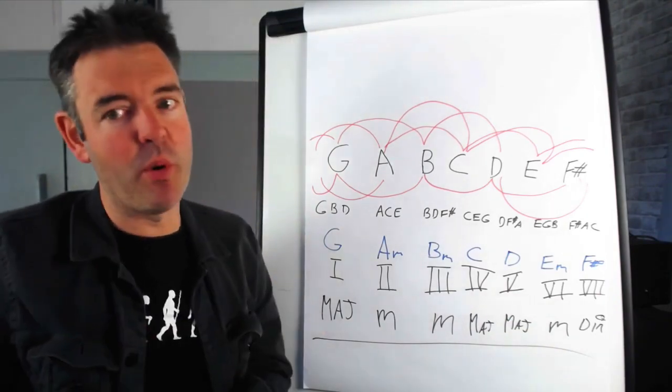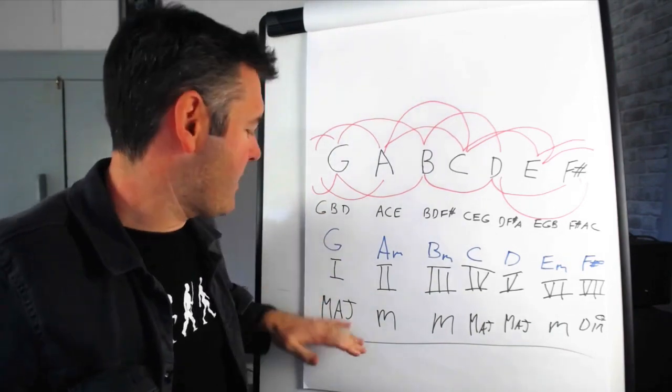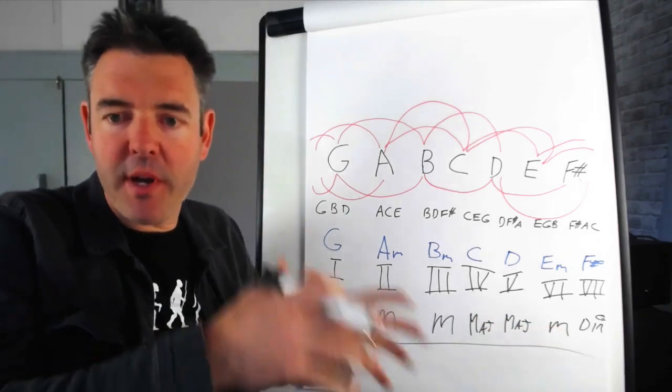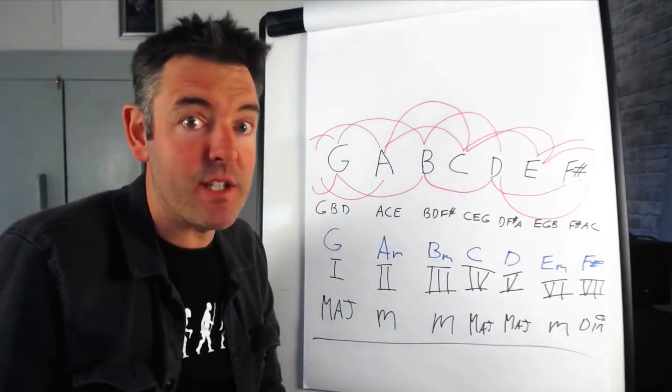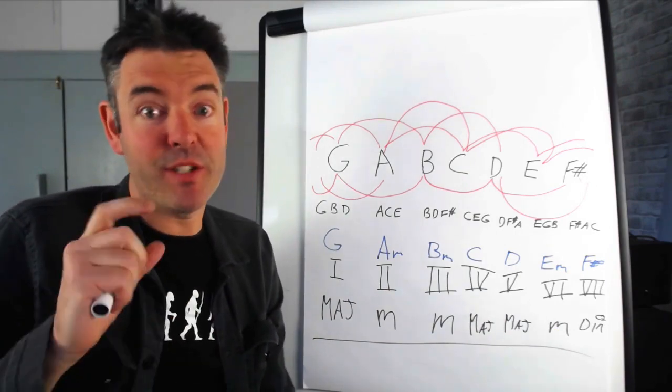Now, here's the really important stuff, okay? If you take that formula, major, minor, minor, major, major, minor, diminished, and put it over the top of the notes in any major scale, you get the chords in that chord family. It's a really big deal.